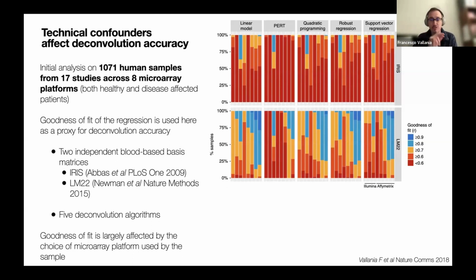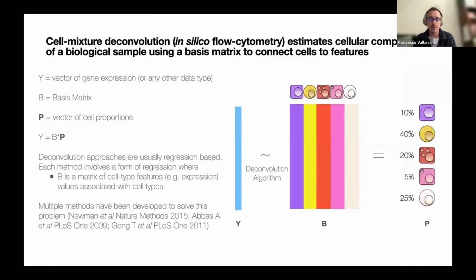And so we measure, because it's a linear regression, the goodness of fit of the regression, basically just the correlation between y and y-axis in the regression. And we use it as a proxy of the deconvolution accuracy. And because there were two matrices, going back to this, we have a linear model that basically uses a matrix of the expected patterns of gene expression per cell type. We call that the basis matrix, and we use a regression-based algorithm. Those are basically the two variables.